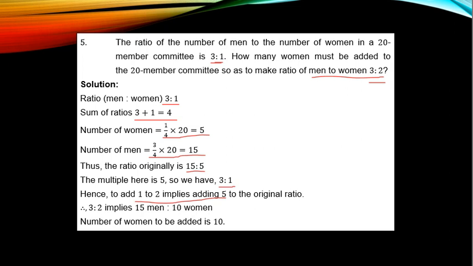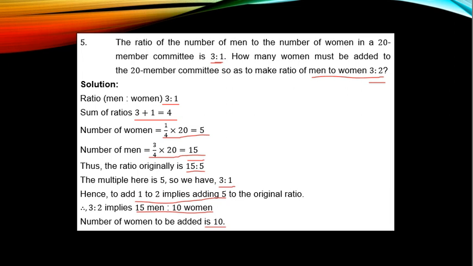3:2 implies 15 men to 10 women, because from the original ratio 3:1, we have 15 men to 5 women. So if the ratio for women is increased from 1 to 2, that means the number of women will also be increased from 5 to 10. So the number of women to be added is 5. Technical question, but you look at it step by step.